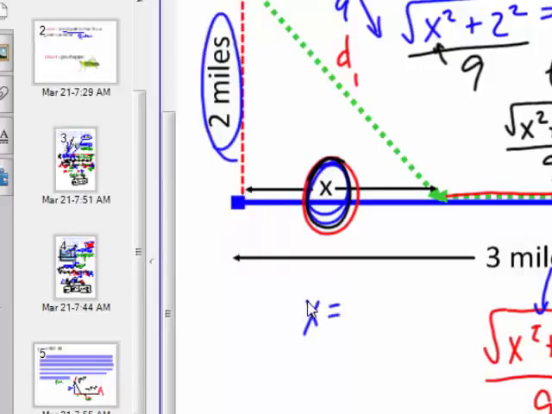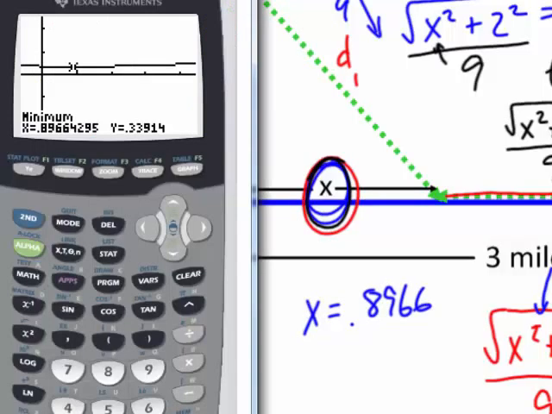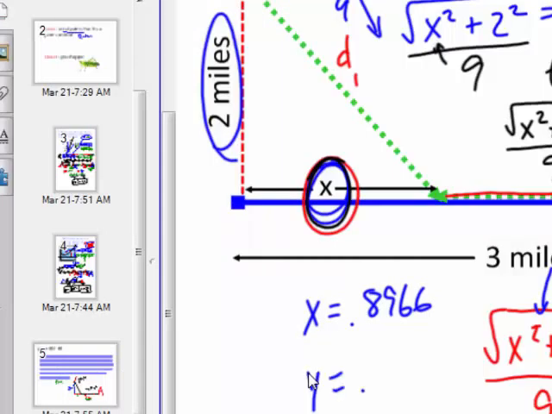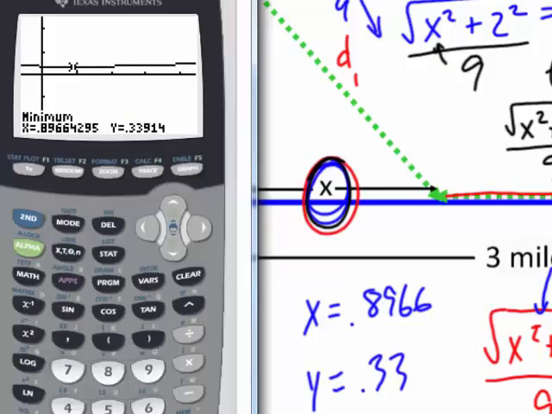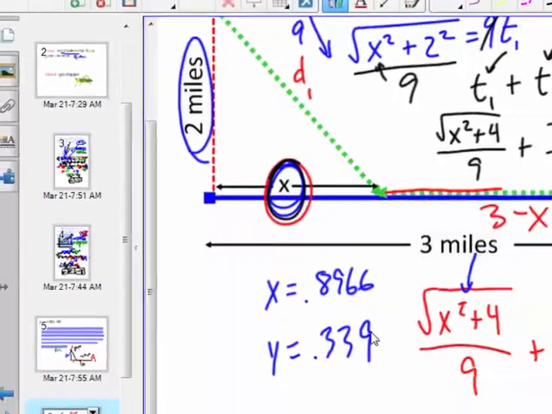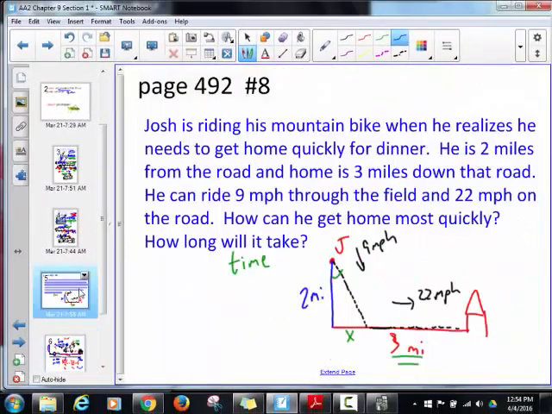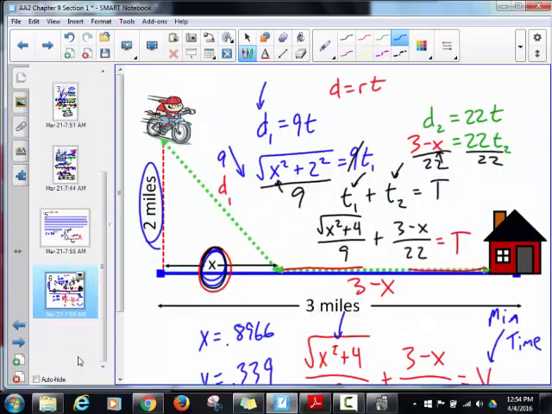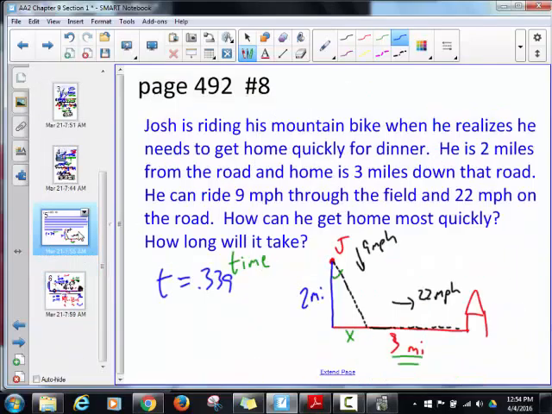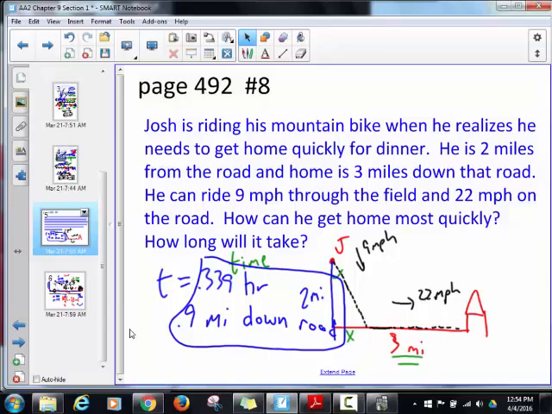So the x was about 0.8966, I believe. And the total time was about 0.339. And the question was asking for how long it will take. Well, the time is 0.339 hours, and he'd basically travel about 0.9 miles down the road initially. I could figure it out in minutes, but that's totally fine for hours. So it gets kind of tricky. It takes a little bit of time, but you have to really think through it. But I could have done this without drawing a picture.